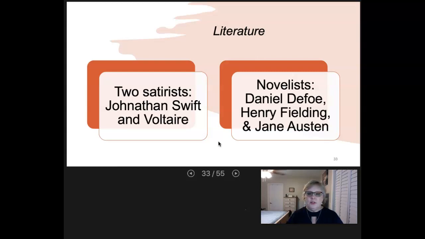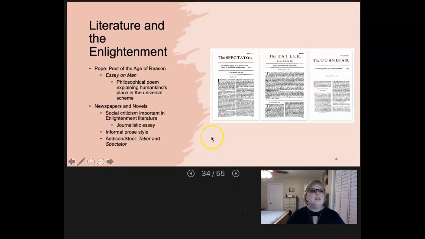Jonathan Swift is known for his Gulliver's Travels. We had novelists. The novel becomes a new genre of writing. Daniel Defoe, Henry Fielding, and Jane Austen are considered some of those early novelists that we see come about in the Enlightenment period. So, when we think about literature and the Enlightenment, there's a writer, Pope.